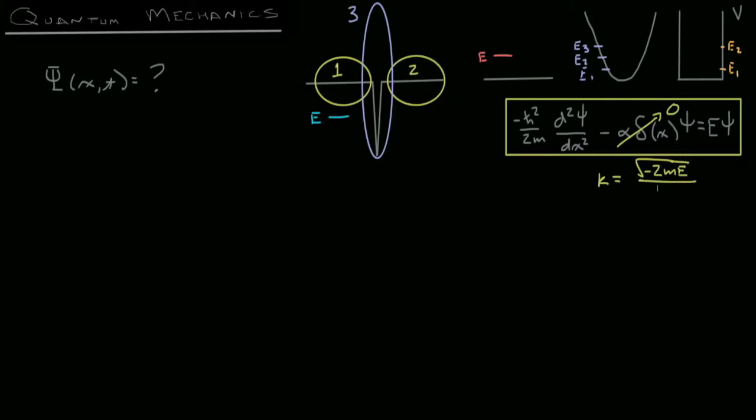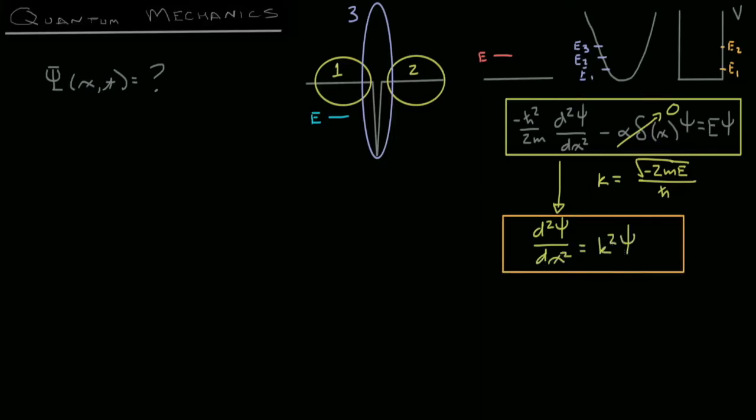over h bar. And the intent of this substitution is pretty clear when we isolate the second derivative with respect to x, yielding the result that the second derivative equals k squared psi. And this is one of those cases where the Schrödinger equation really shows its potency in that we've already identified the form of the solution that we need in regions 1 and 2.